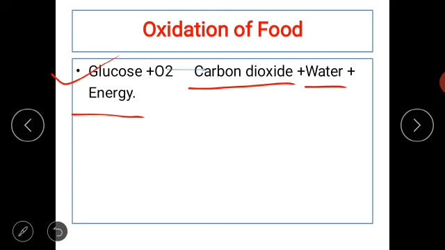Okay, they act as a byproduct or waste of the oxidation reaction. In this way, glucose is oxidized and energy is produced. So for that purpose, all living organisms carry out respiration.